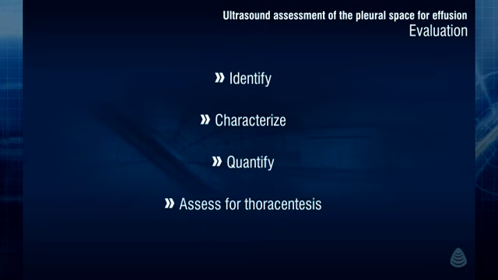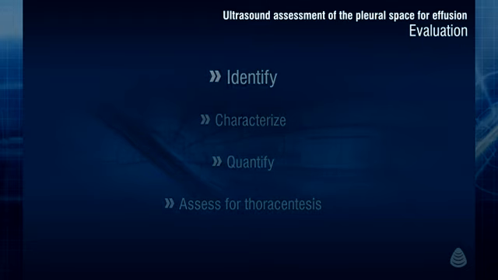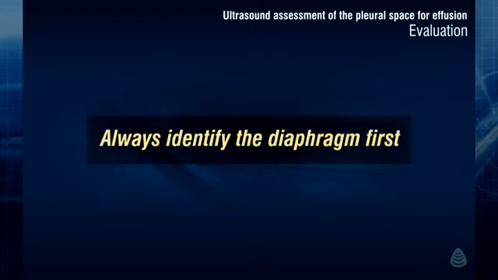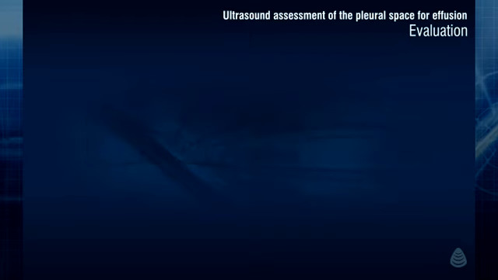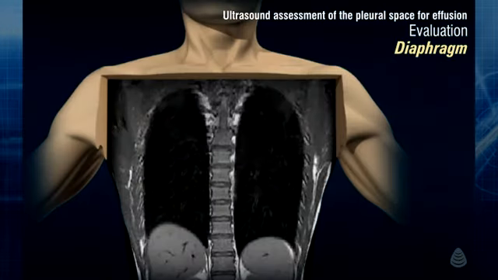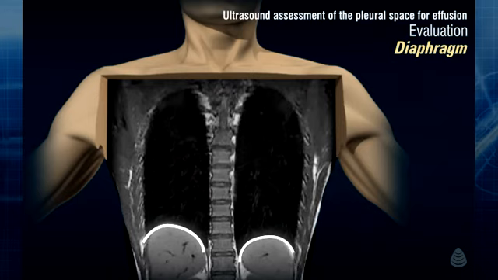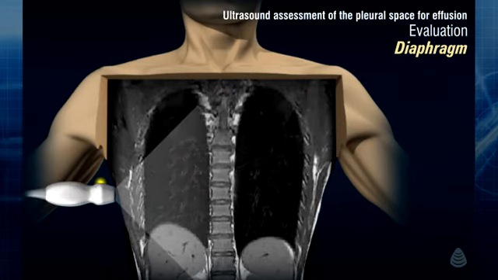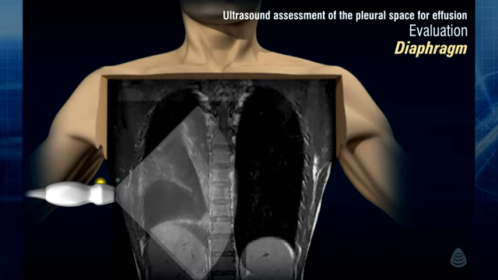We have already described in the previous section how to identify a pleural effusion. A key important principle that should be followed when trying to identify a pleural effusion is to always identify the diaphragm first. Both hemidiaphragms can be well visualized on ultrasound and appear as echogenic surfaces 1 to 2 mm thick at the superior aspect of the liver and spleen.